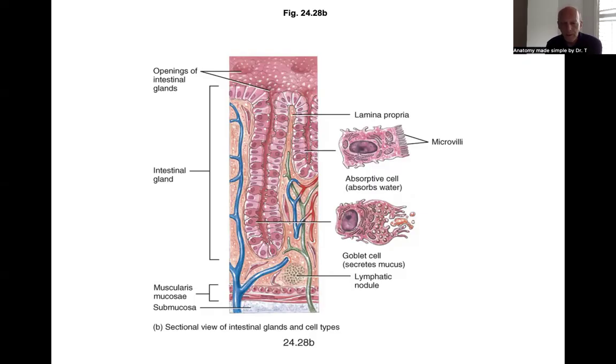For that reason, you are seeing these openings that exist within the wall of a large intestine again having lots of cells with microvilli on their surface because they still have to do the work in absorption. And there are also quite a large number of goblet cells secreting mucus, which also serves as the protection for the mucous membrane of the large intestine.